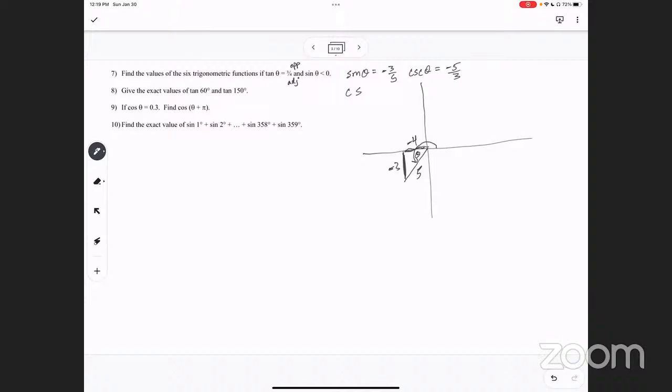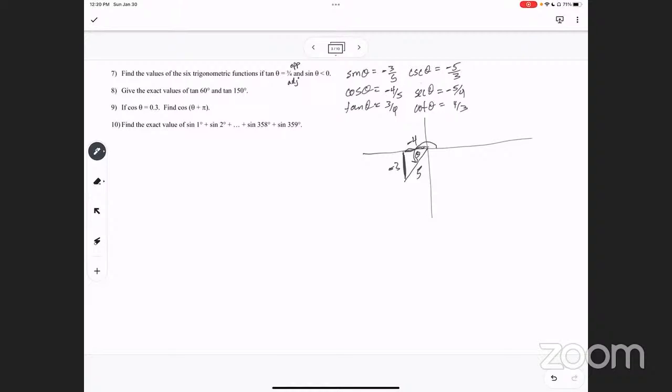Okay. So what was the cosine? The cosine is -4 over 5. Perfect. And what's the reciprocal of cosine? What's that function called? Secant. Good. And the tangent they already told us was 3/4. So what's the cotangent? 4/3. Perfect. There you go.